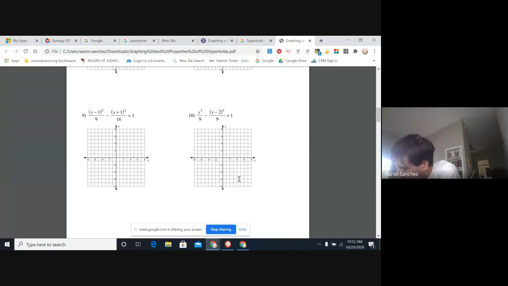I'm doing 9. It opens up and down. Okay, so I know you can't see me. I'm just drawing the graph now. Actually, here, you want to see me draw the graph? Like watching me draw the graph.